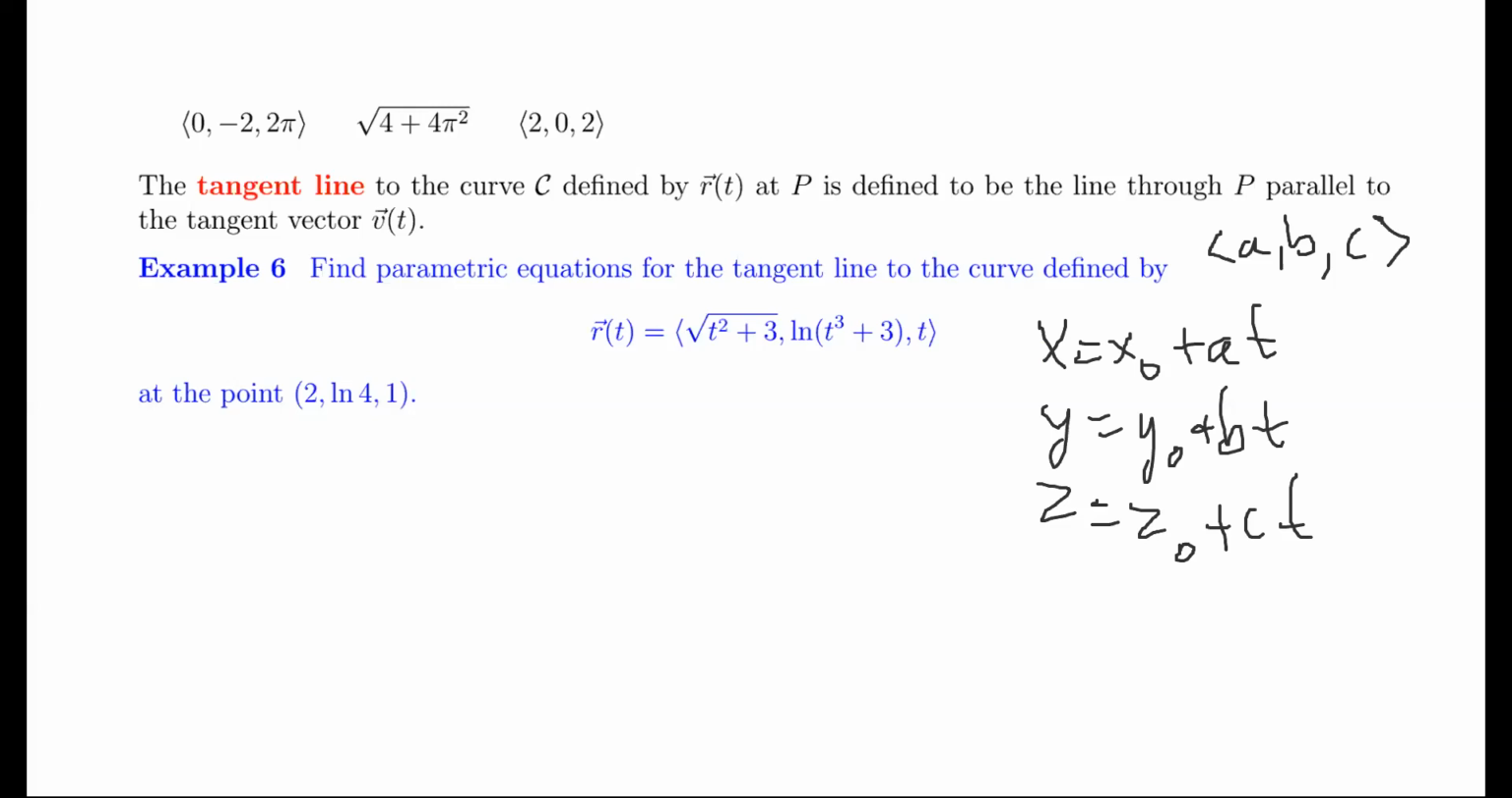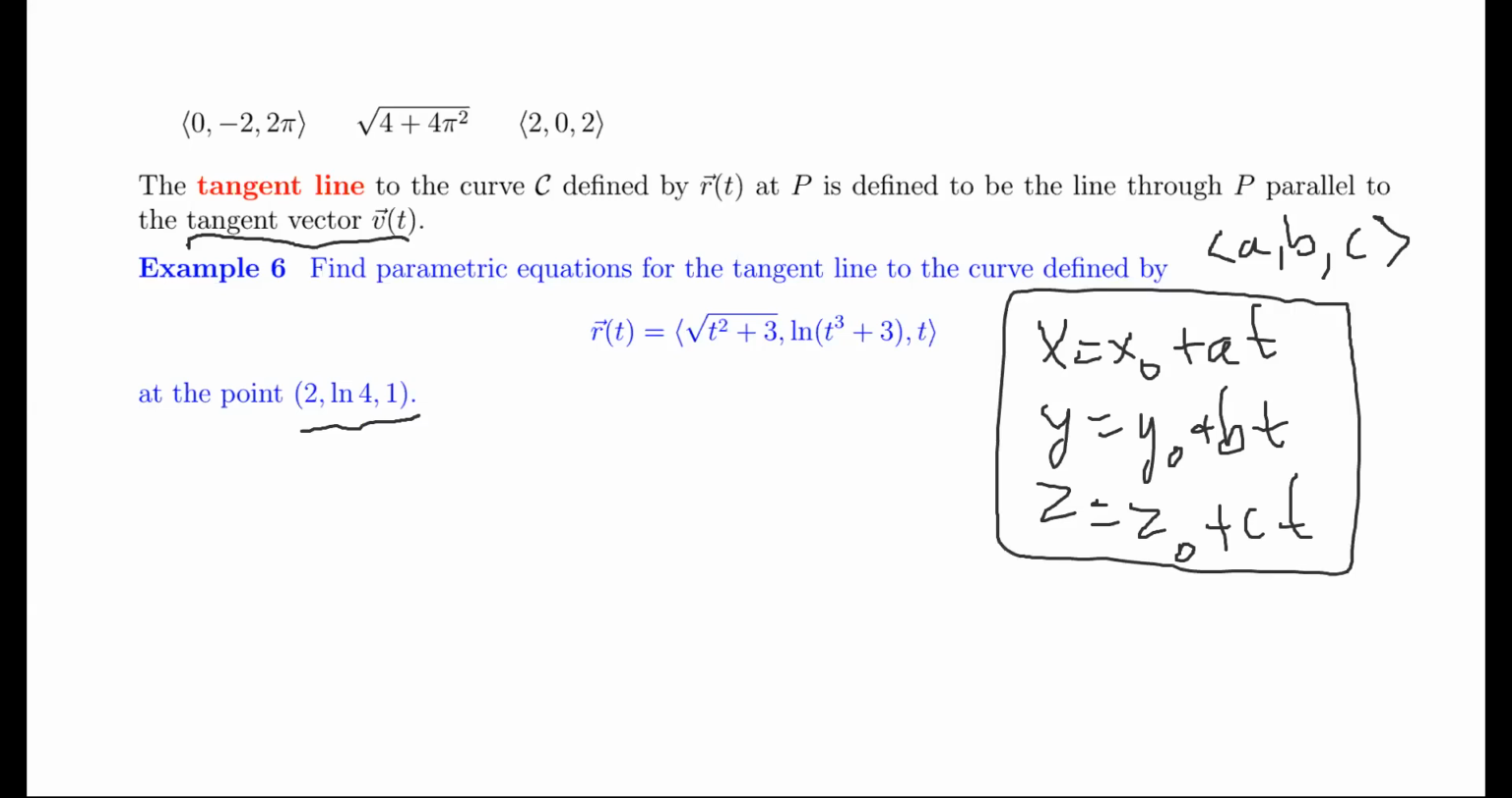So it's the direction vector of your line. So what does that mean? That means we want to find the direction of this tangent vector v of t, and then we want to know a point, which we are given, and then we can come up with our parametric equations for the line.